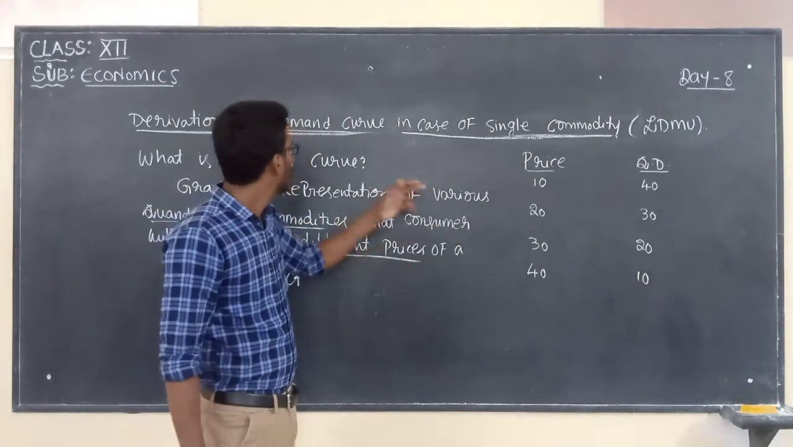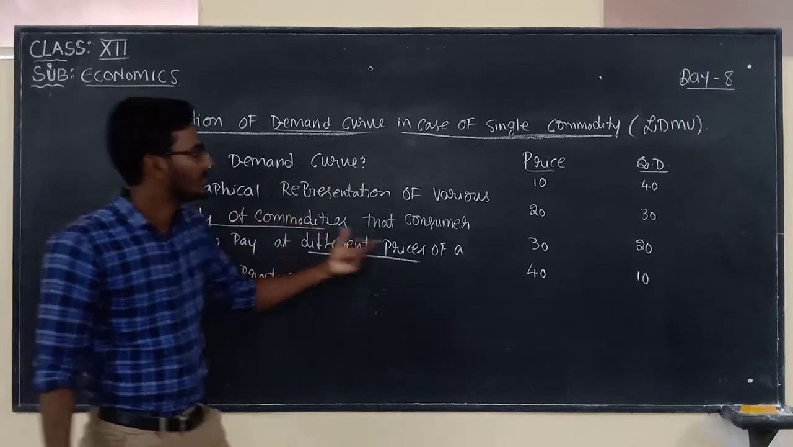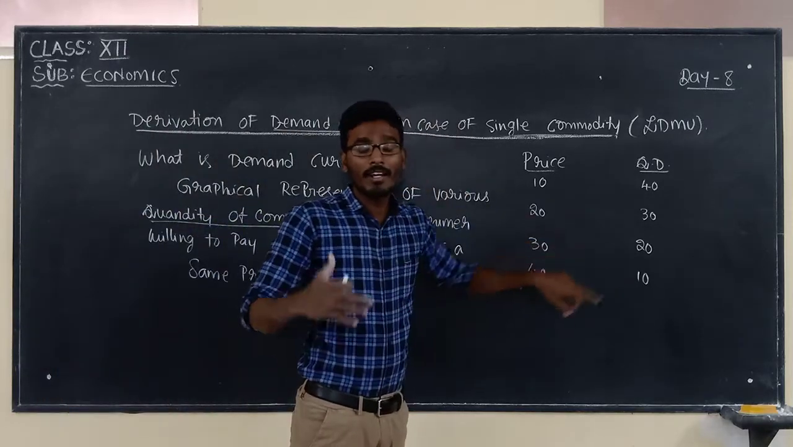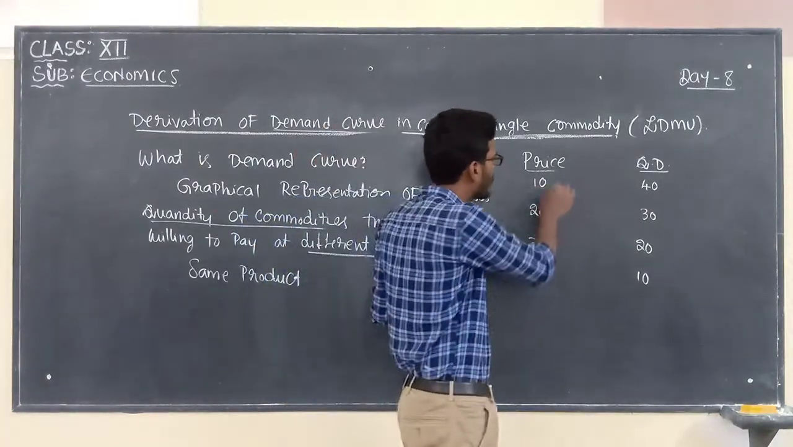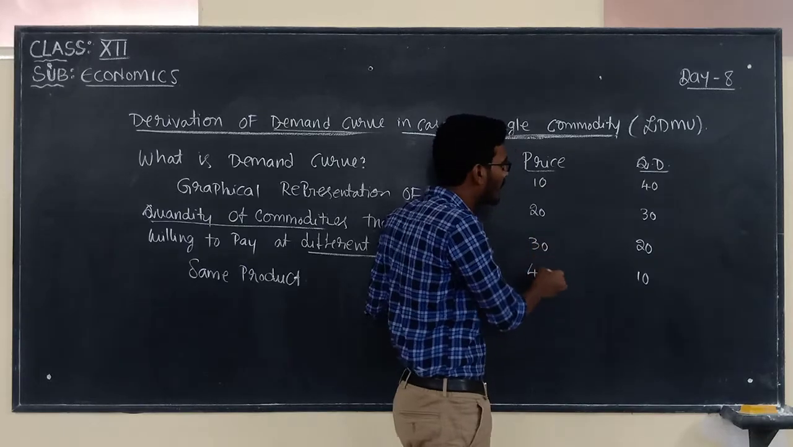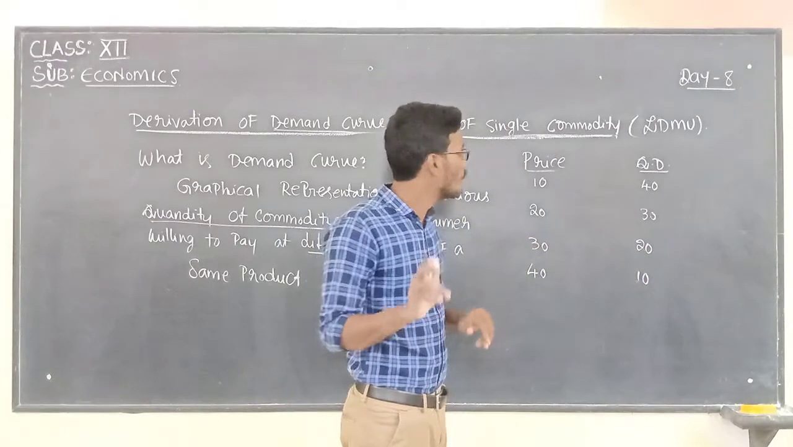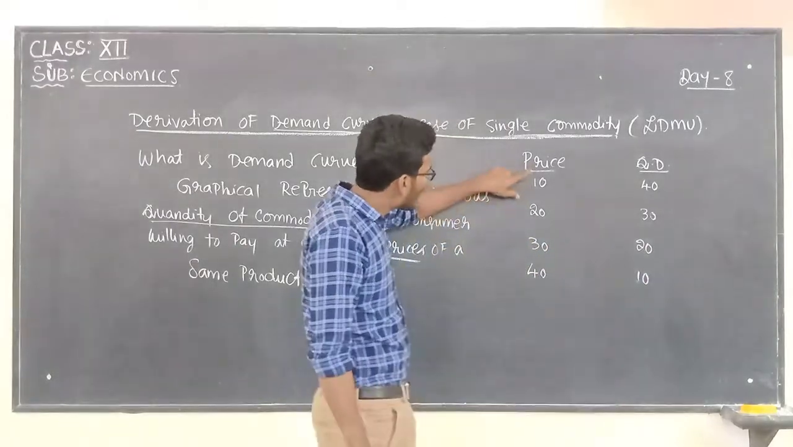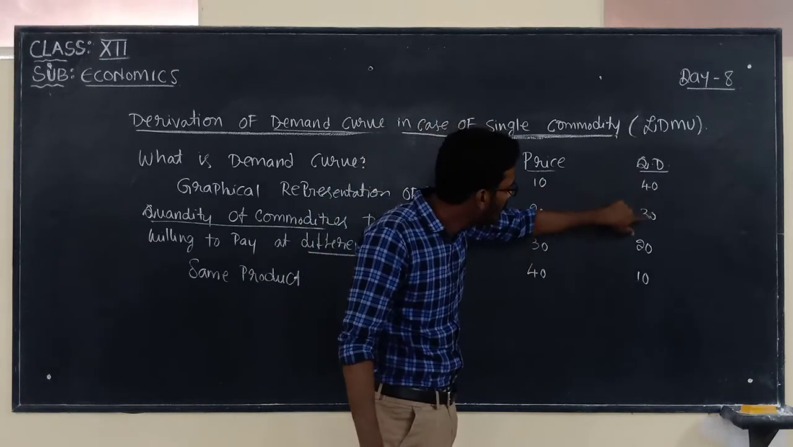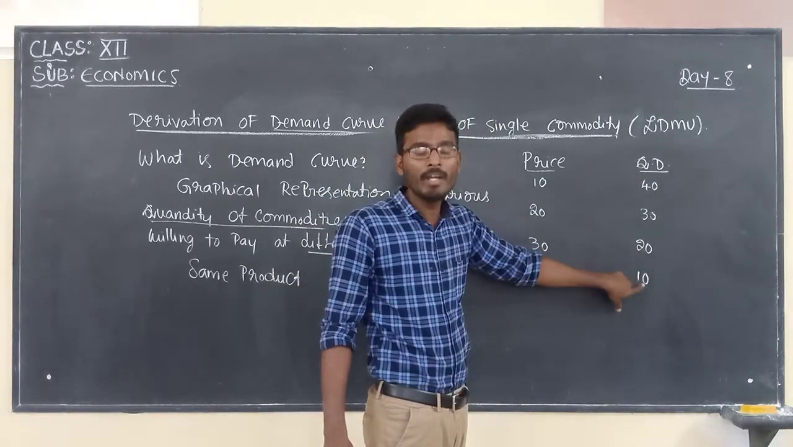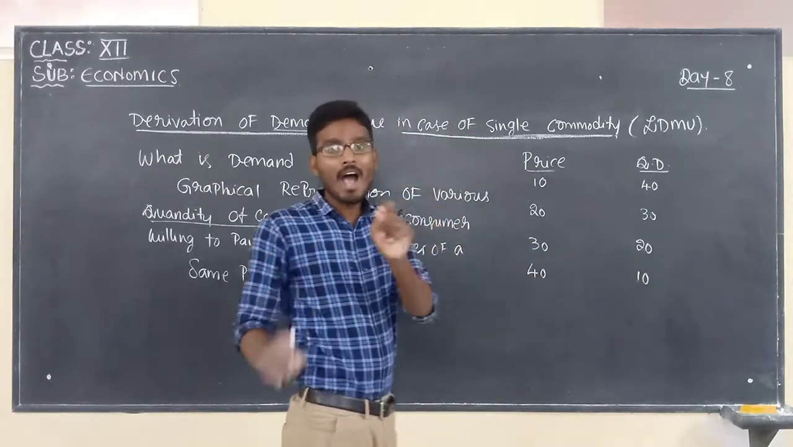So as per our definition, various quantities of commodities that the consumer is willing to pay at different price levels. Just observe these values once. Price 10, 20, 30, 40. Quantity demanded 40, 30, 20, 10. What you are observing here is that when price increases, demand decreases. That concept is known as the law of demand.